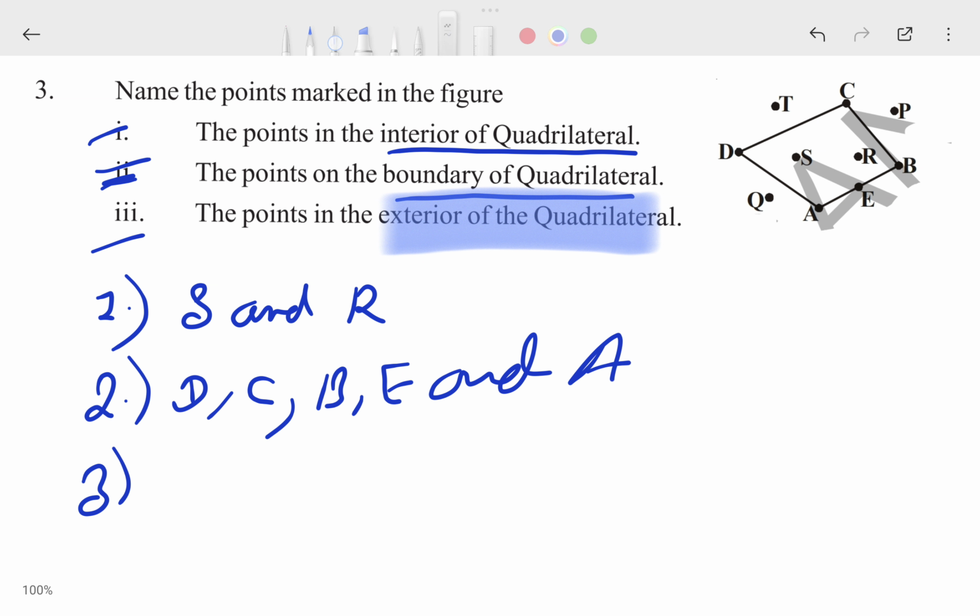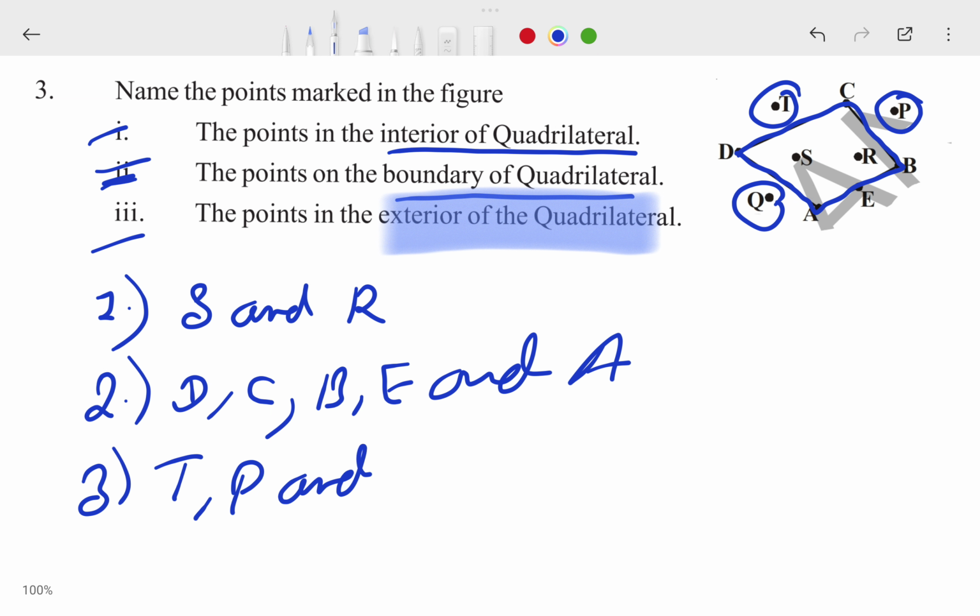Now let's see the third one, which is the exterior. This is a map. Which is the exterior? T is in the exterior, P is in the exterior, and Q is in the exterior. So you can write T, P and Q are the exterior. This question is completed here. Everything is clear in this one. I hope it is clear to you.